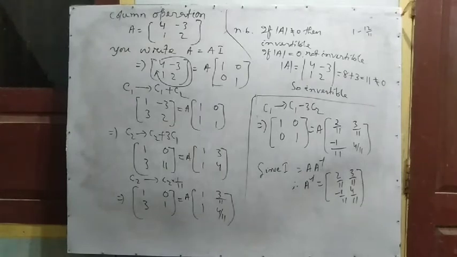If it is 0, remember this is the very important point. If it is what? 0, then you stop here, then you simply write it is not invertible. Otherwise it is invertible. Simply write.